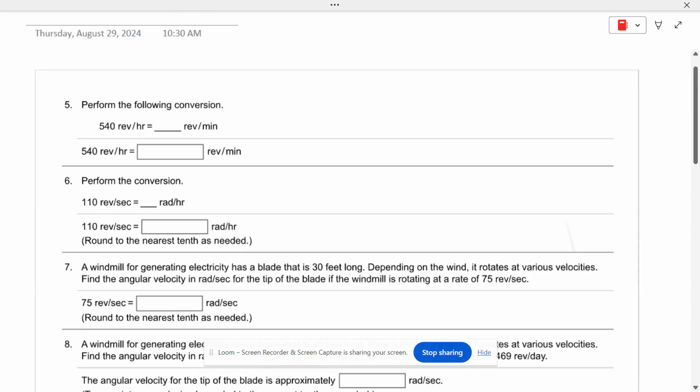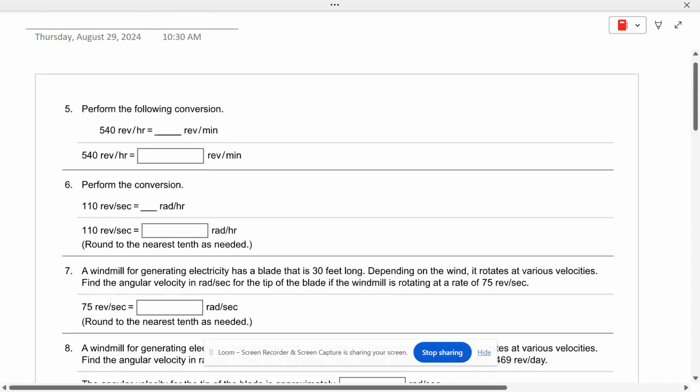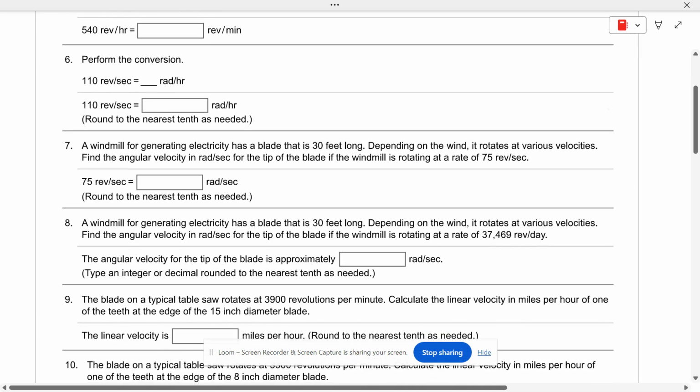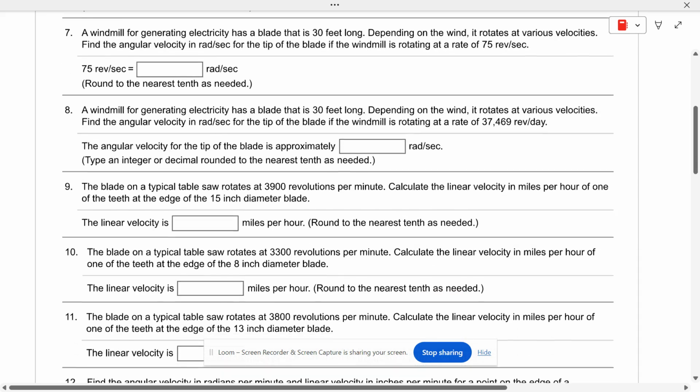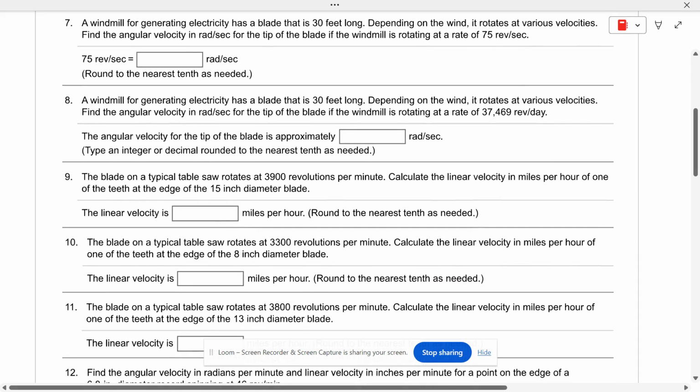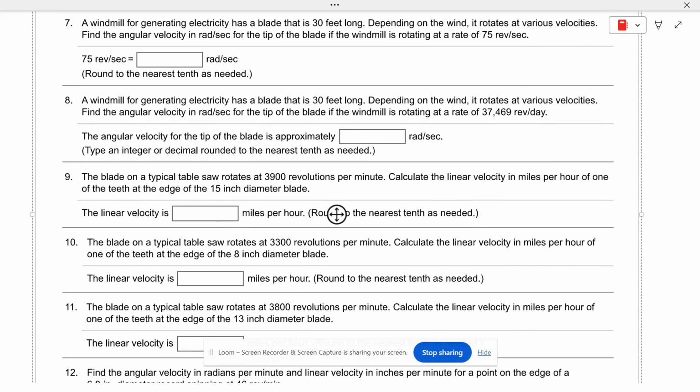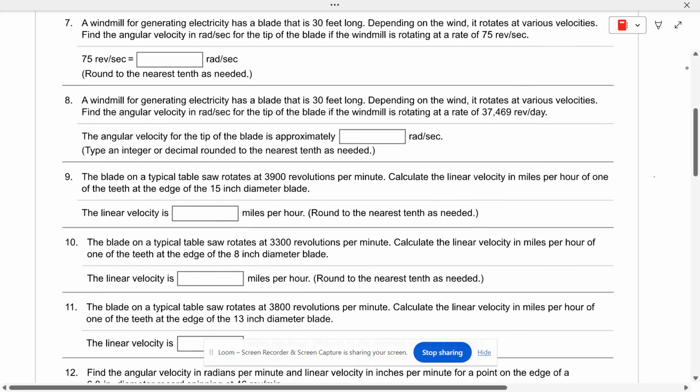So your second assignment will involve, same as the first assignment, converting revolutions per hour to revolutions per minute, windmill, generating electricity. Let's do this one quick. A windmill generating electricity has a blade 30 feet long. Depending on the wind, it rotates at various velocities. The angular velocity is 37,469 revolutions per day. How many radians per second is that?